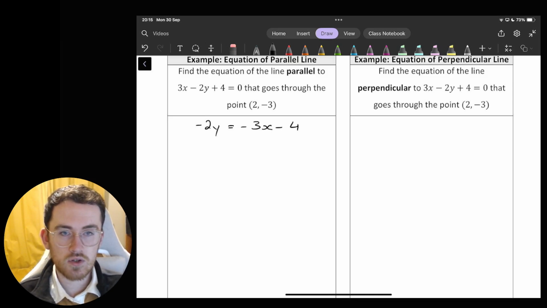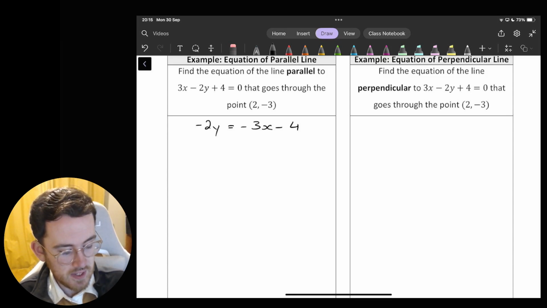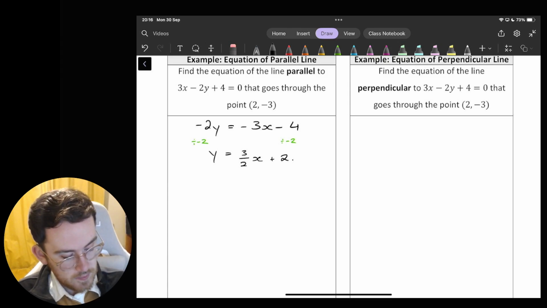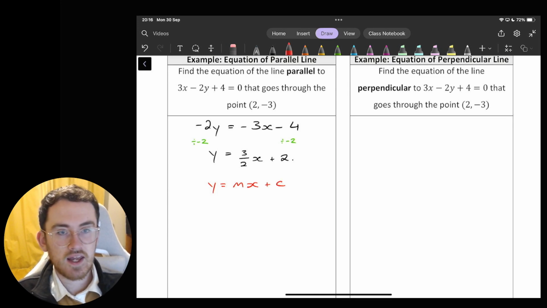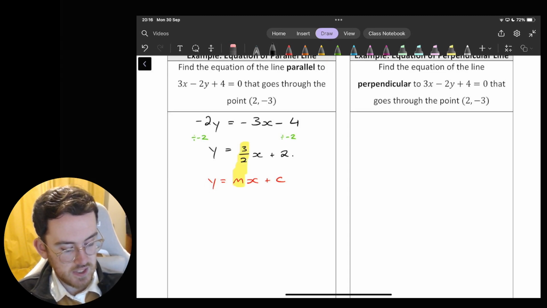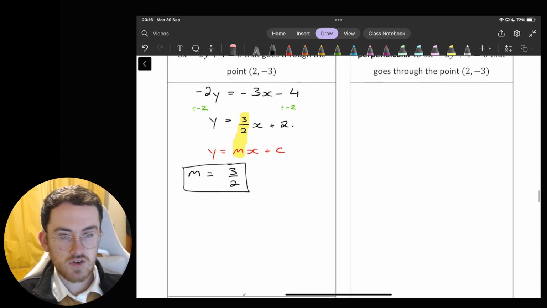So keeping y on its own, but bringing everything else to the other side, adjusting the signs appropriately. Essentially, you're taking away 3x and taking away 4 from each side. I'm then going to divide by -2 here to give me 3/2x plus 2. Okay, y equals 3/2x plus 2. So by noting our first step here, we've rewritten the line in this form for the sole purpose of being able to pick out what the slope is. And we now know that the slope of this line is 3/2. So that's our first step done.